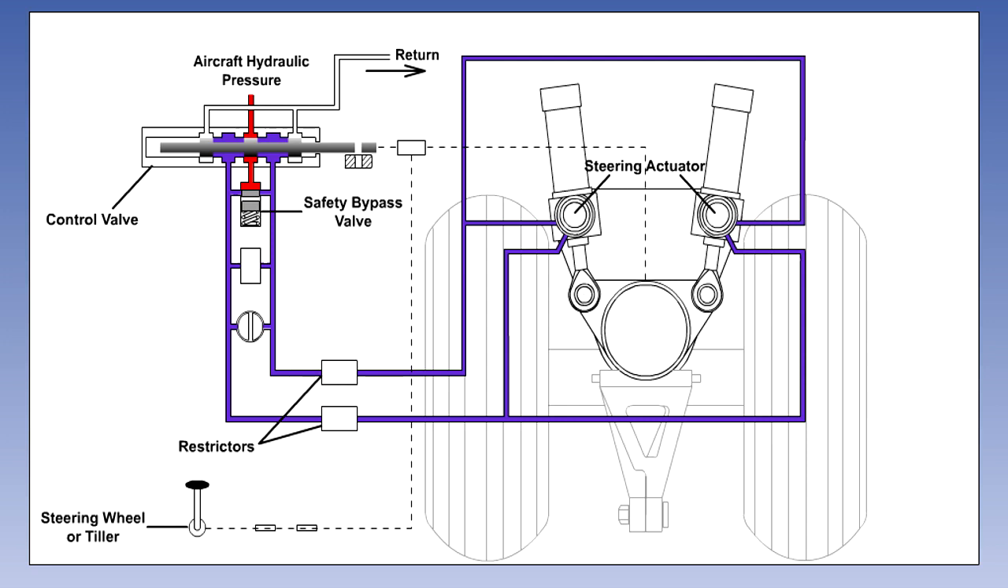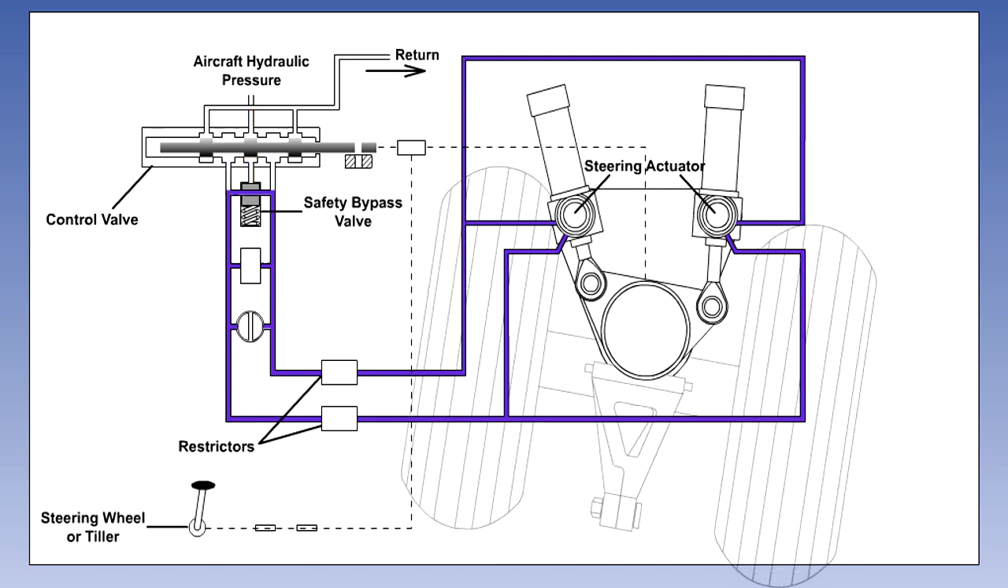There is a safety bypass valve fitted between the two sides of the steering actuators. It is normally held closed by hydraulic pressure. The purpose of the safety bypass valve is to allow the nosewheel to caster if there is a hydraulic failure.